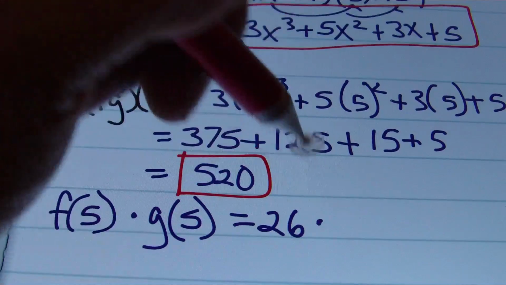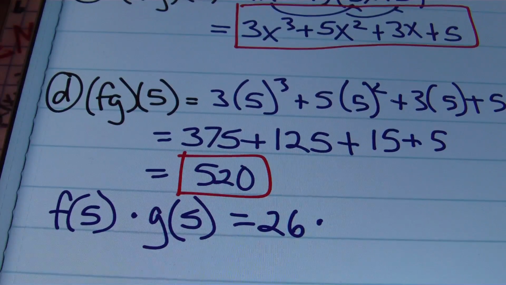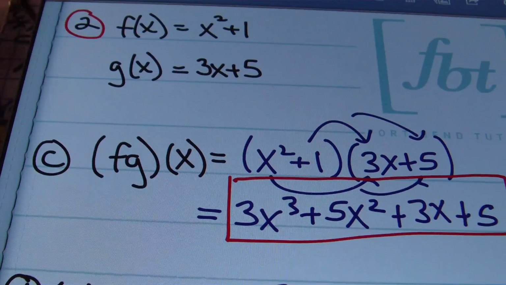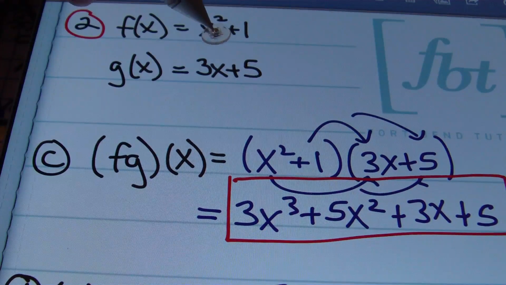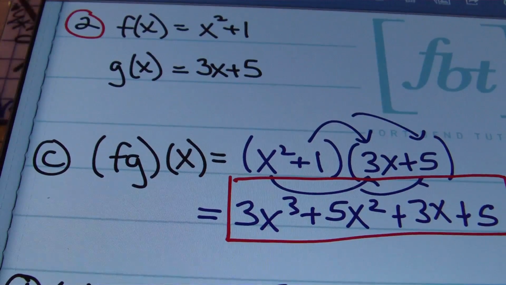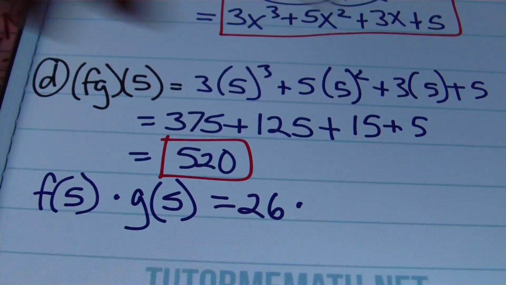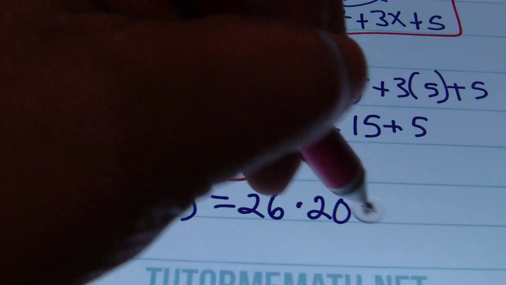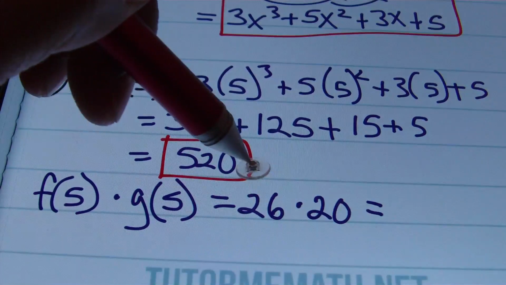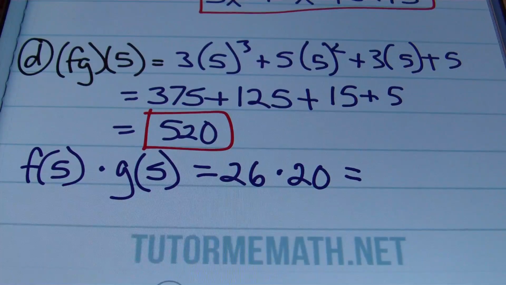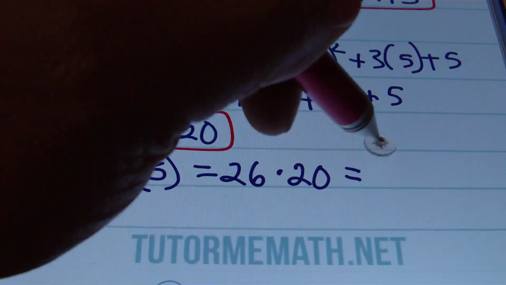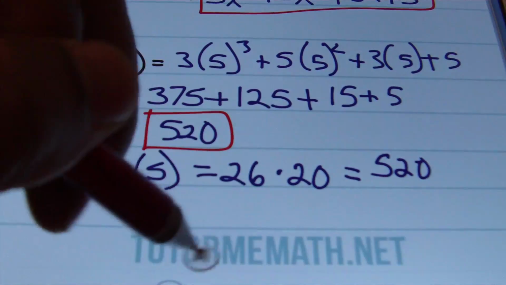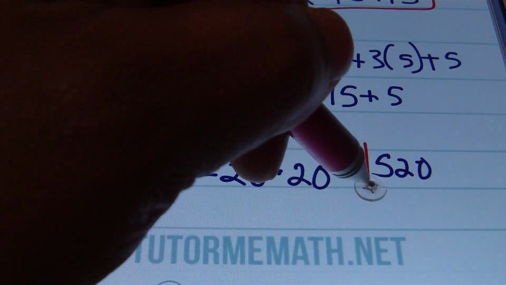Then I'm going to multiply that times the value of g of 5. So going back up here where g is and replacing our x with 5, 3 times 5 is 15, and then 15 plus 5 is 20, right? Okay, so let's come down here. This is going to be 26 times 20. And ladies and gentlemen, all you had to do is know that 26 times 2 is 52. And then 52, and just throw a 0 behind it, will give you 520. Same answer. Yep, boxing it.